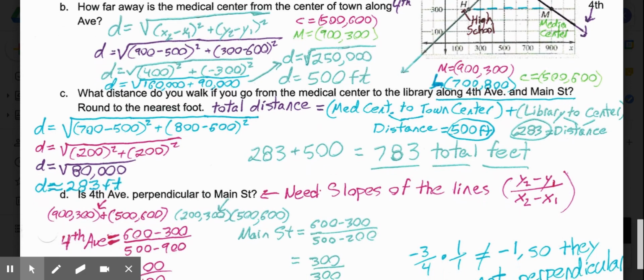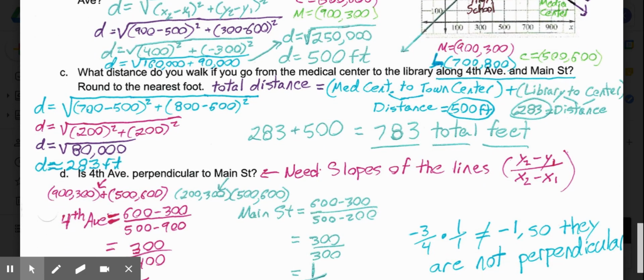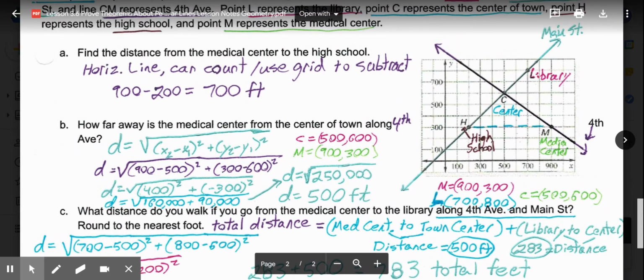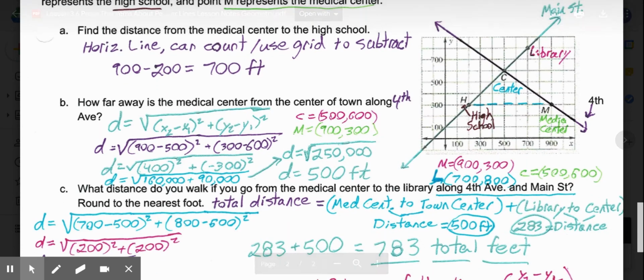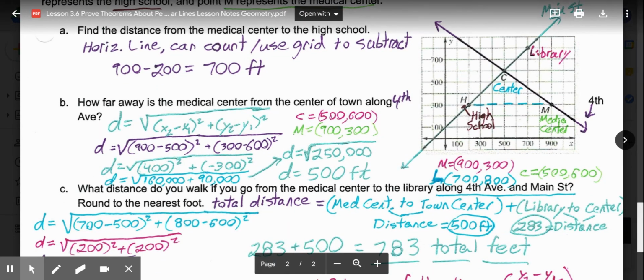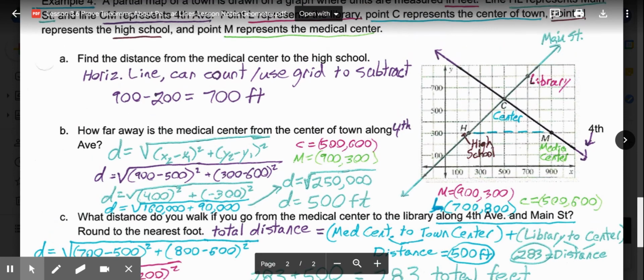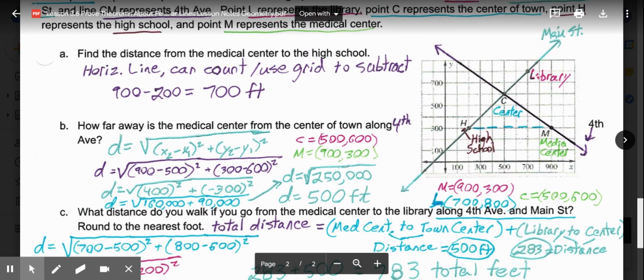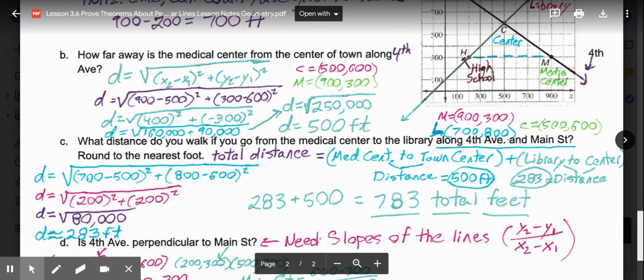Then we get to part C. What distance do you walk if you go from the medical center to the library along 4th Ave and Main Street, round to the nearest foot. So what we know here, so not media center. Don't know why I wrote media center, medical center. My apologies, I just noticed that in the graph.